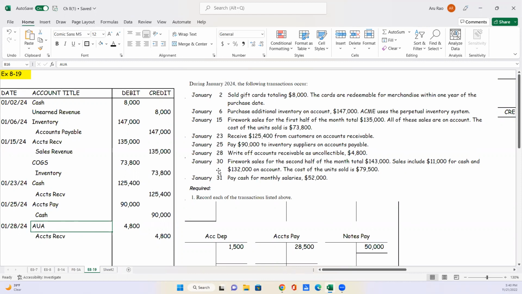On the 30th, you're again recording a sales transaction. It's not one sale, but for the second half of the month, you have sales totaling 143,000.